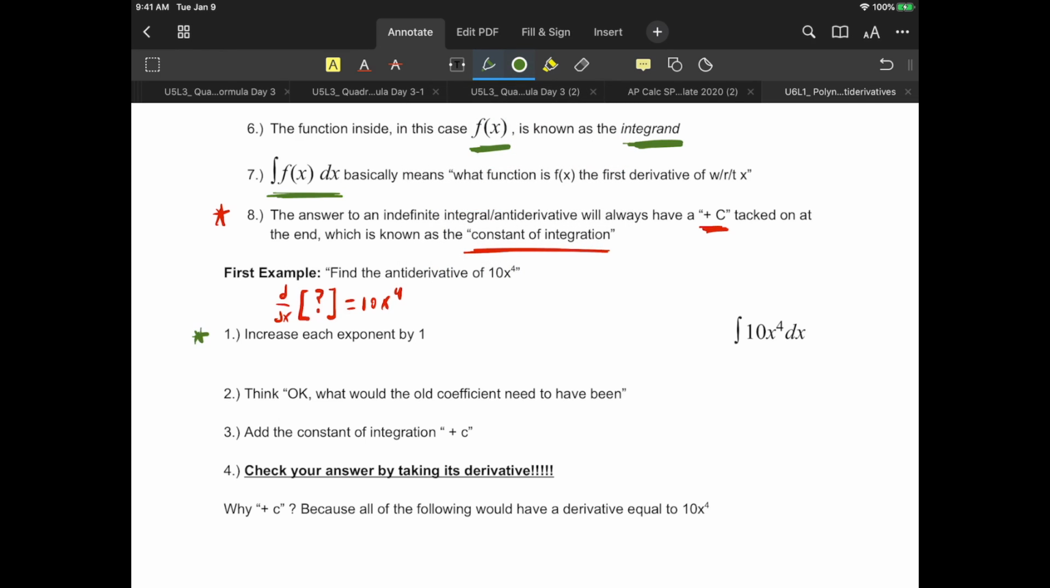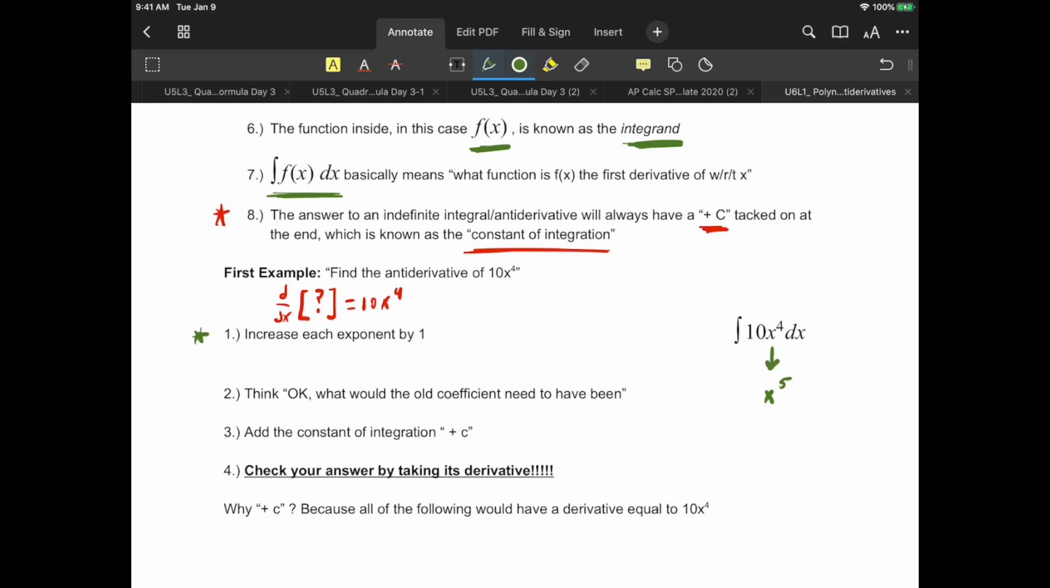Number one, the first thing, again, for polynomials, if it's sine, cosine, or e to the x, it's all going to be different again, right? First thing I'm going to do is increase this exponent by 1. I'm trying to do the opposite of the power rule. So instead of decreasing the exponent, I'm going to increase it.